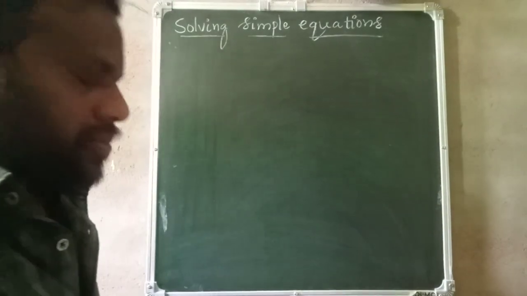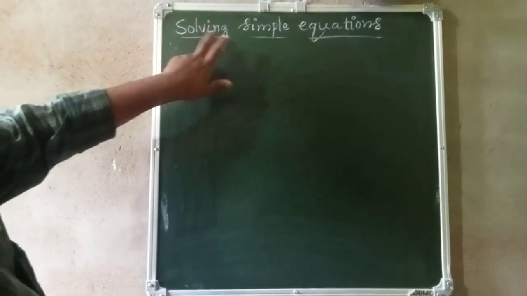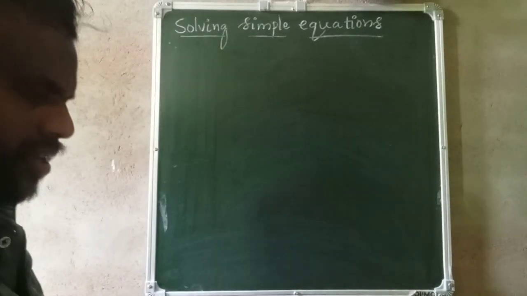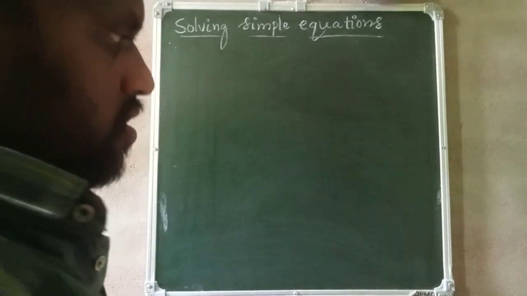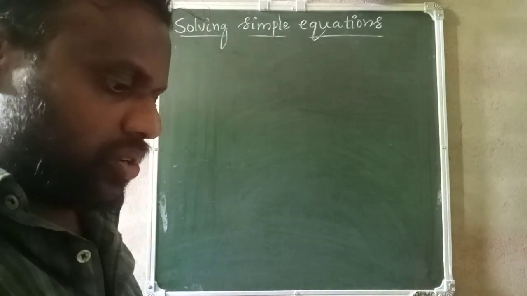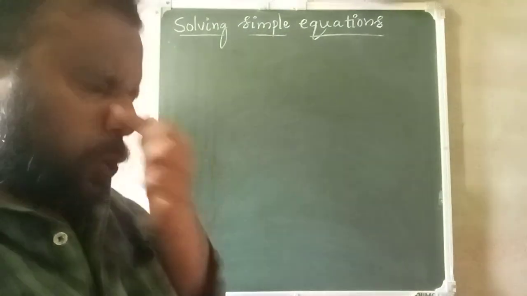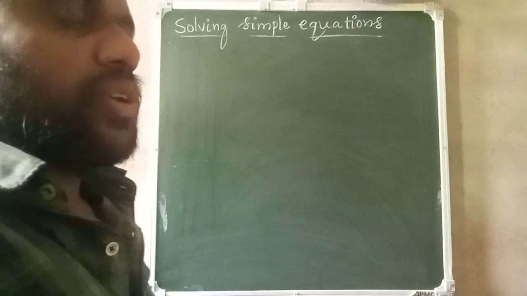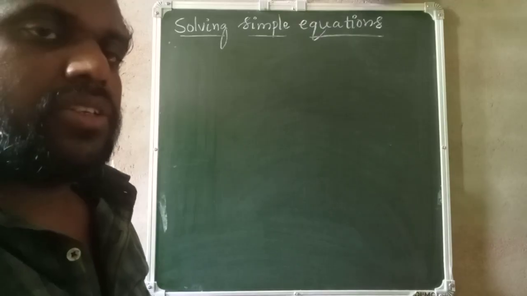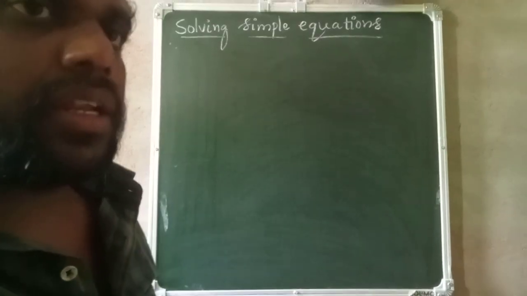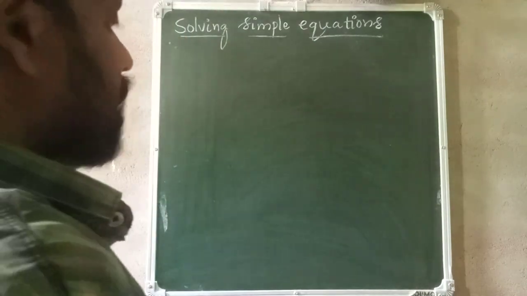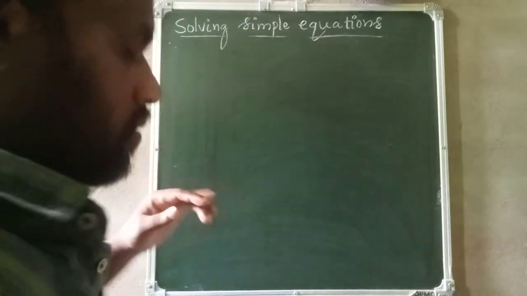The topic is solving simple equations. Okay, so simple equations will have only one variable. Variable means like a, b, c, d, x, y, z, like that. So only one variable will be there, and the power of that variable will be 1 only. I will write one example, you'll understand.